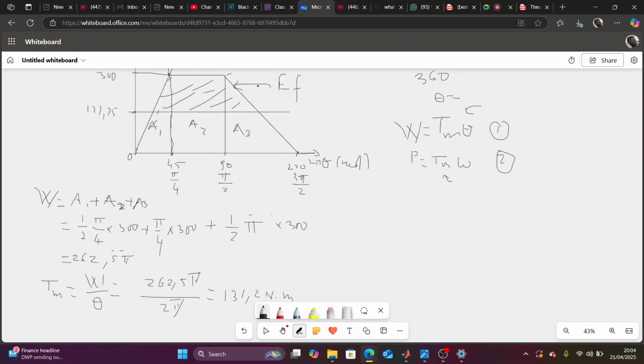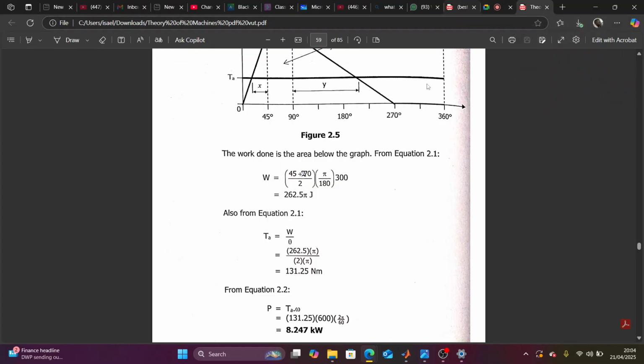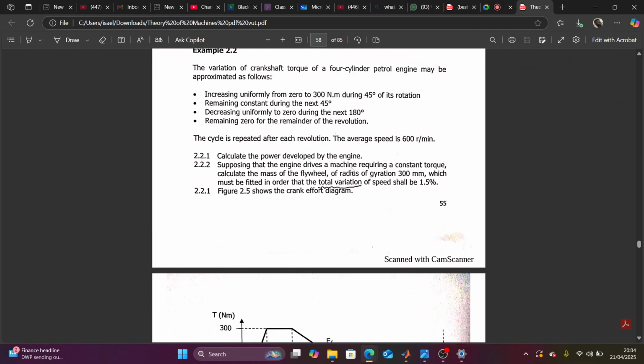Okay. Now we have solved for the torque. What is the second question? Even without knowing the question, you have to know that next what you follow is how to get your EF, right? The question here says, supposing that the engine drives rotate at this, calculate the mass of the flywheel if the radius of gyration is this, which is fitted in order that the total variation of speed will be 1.5%.